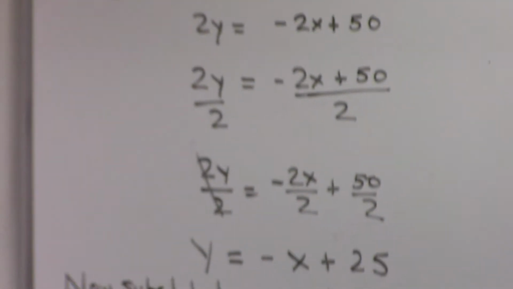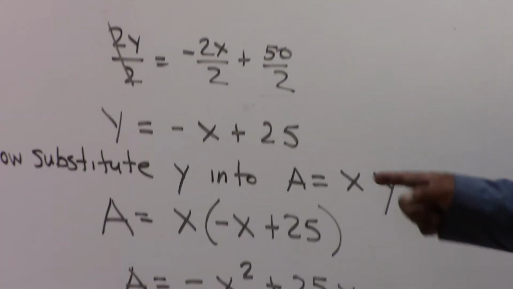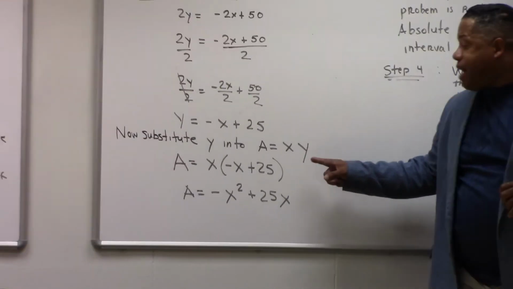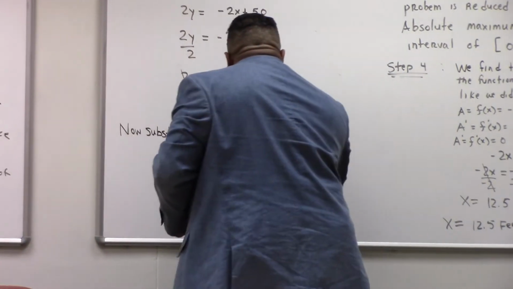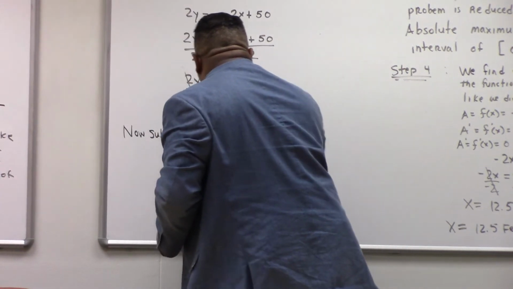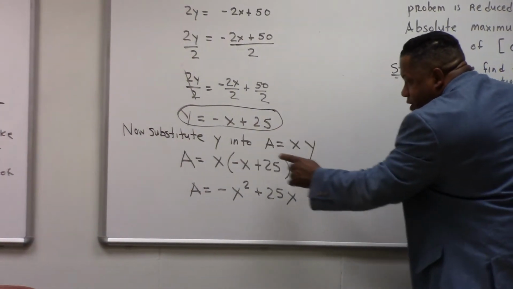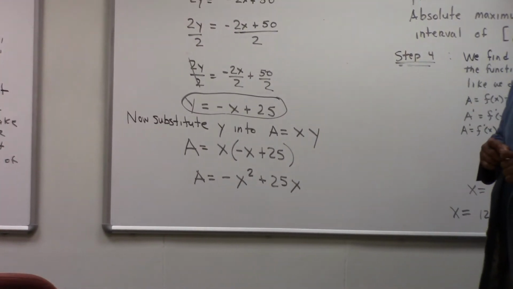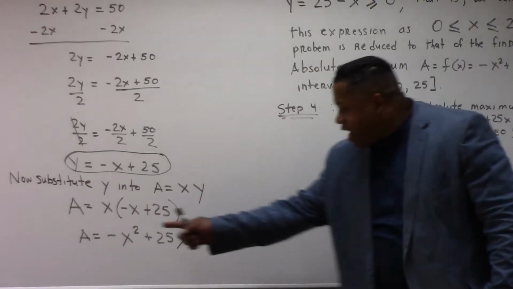Now, looking at this, we can substitute y into the area formula, A equals x times y. Since this is y here, we want to take negative x plus 25 and plug it in for y, just like this. So x times negative x plus 25. So the area is going to equal negative what?